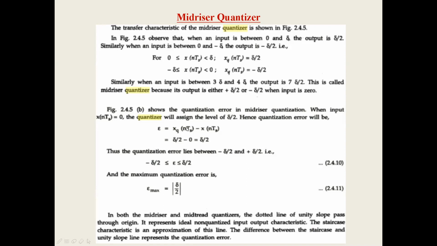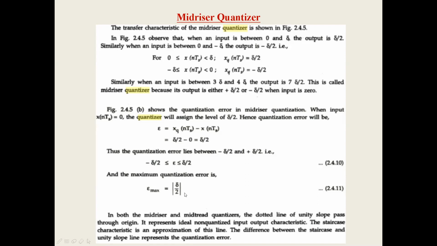Now the quantization error epsilon equals xq of nTs minus x of nTs, that is delta by 2 minus 0, because at 0 it has the value delta by 2. So delta by 2 minus 0 is delta by 2, and for the other value, minus delta by 2 minus 0, that is minus delta by 2. So the quantization error lies between minus delta by 2 and plus delta by 2. The maximum quantization error will be delta by 2 only.